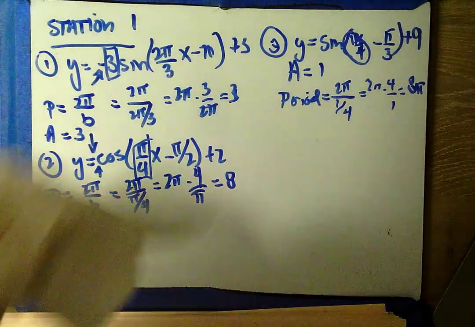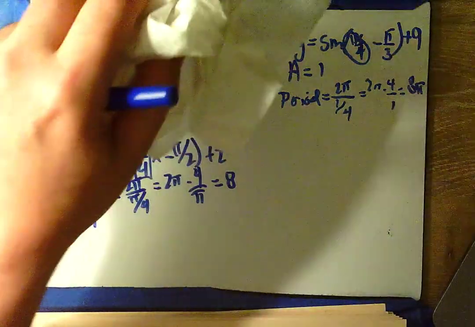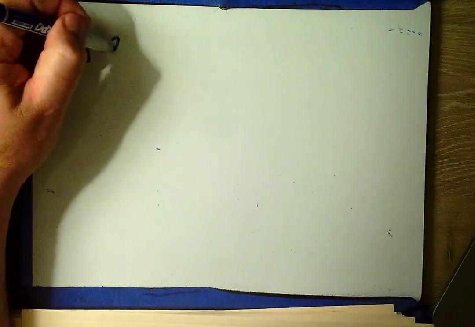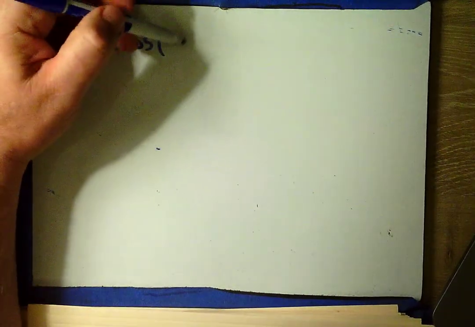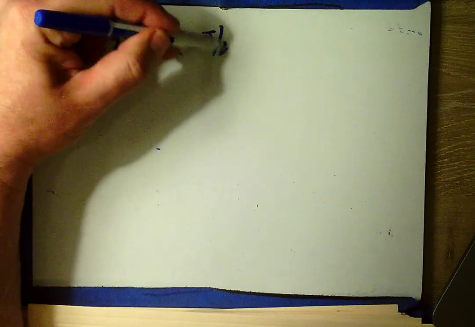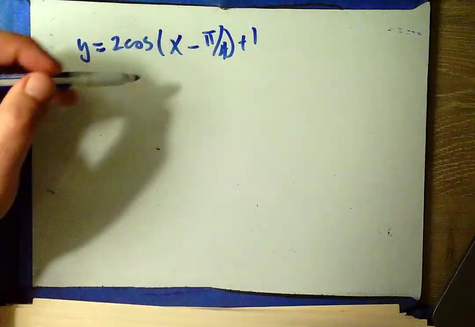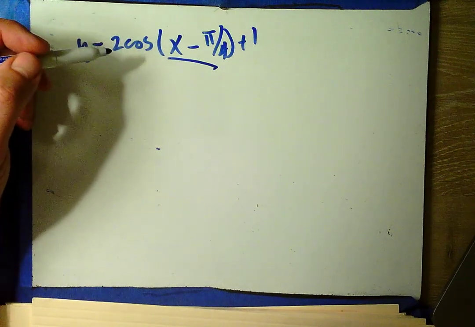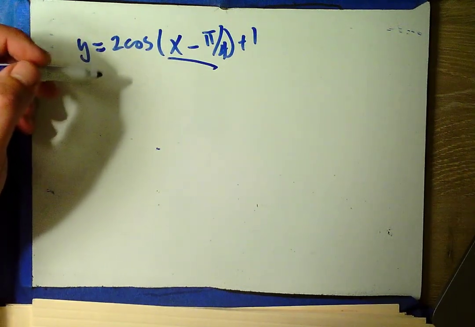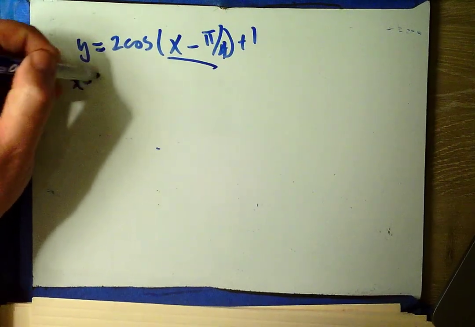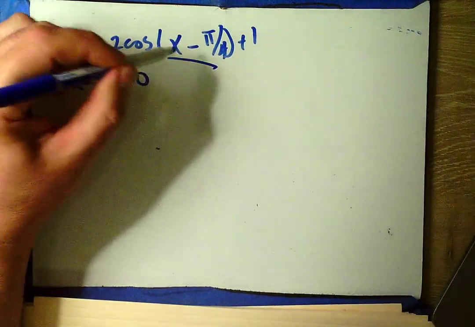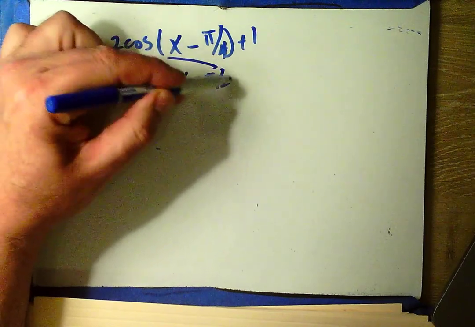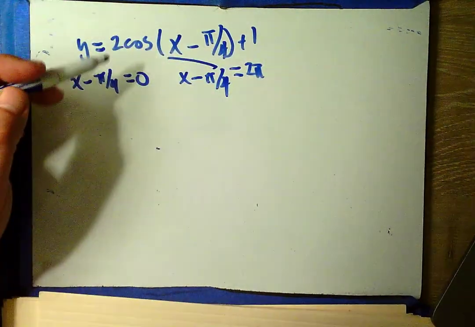Okay, that's station 1. Let's take a look at station 2. Ooh, station 2 is a graphing problem. Graph with exact values, y equals 2 cosine x minus pi over 4 plus 1. Well, remember, we're going to set the argument equal to 0 and 2 pi for one period. And it does say one period here. x minus pi over 4 equals 0, and x minus pi over 4 equals 2 pi.